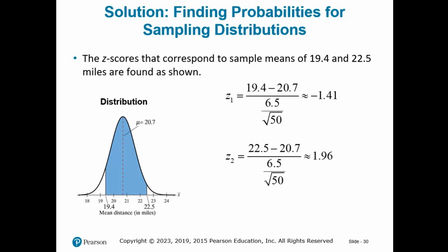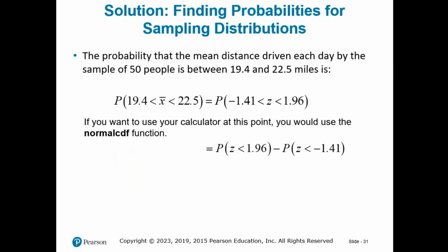Well, we want to find the probability that someone would drive a distance within this interval between these 2 points on the graph. We've done this in the past by using different formulas with z-scores. This time, we're wanting to find the area between two z-scores. So this is handled by using the normal CDF function on your calculator. Pause the video and find your notes for that function and do that calculation now, using negative 1.41 as your lower bound and 1.96 as your upper bound.